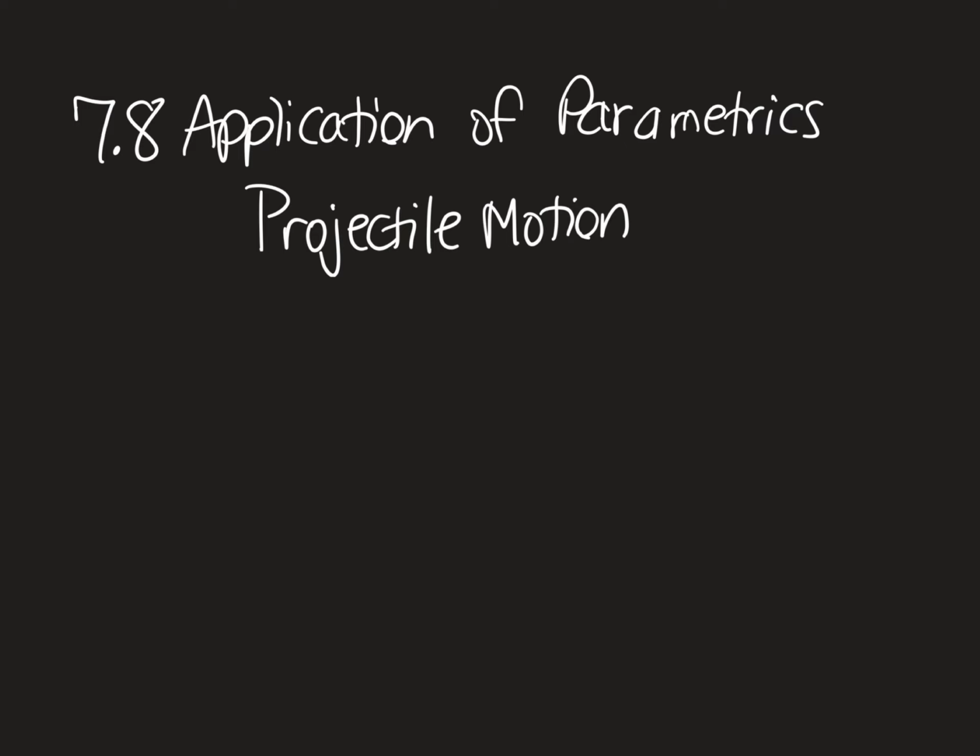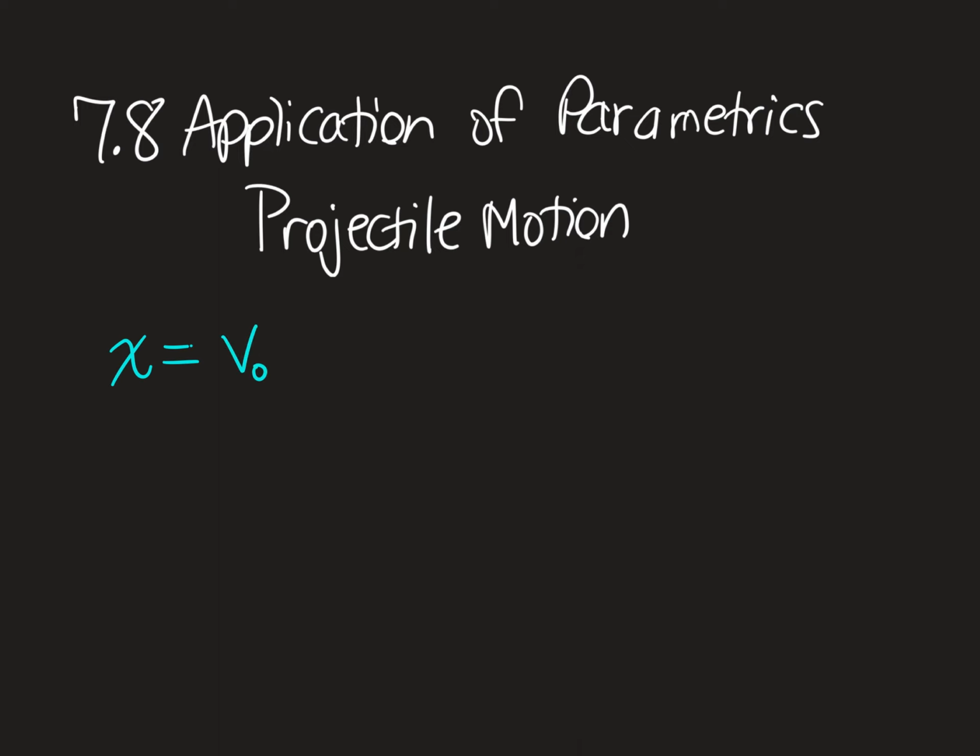So if you want to know at what point in time does my object reach its highest point, you can find that out using projectile motion with parametric equations. But we need a set of equations. So I'm going to write down the equations, and then we'll take a minute and define all of the variables that you're going to see. So our two equations will be this.